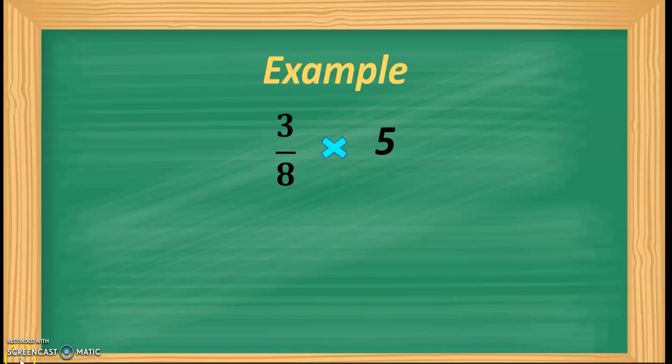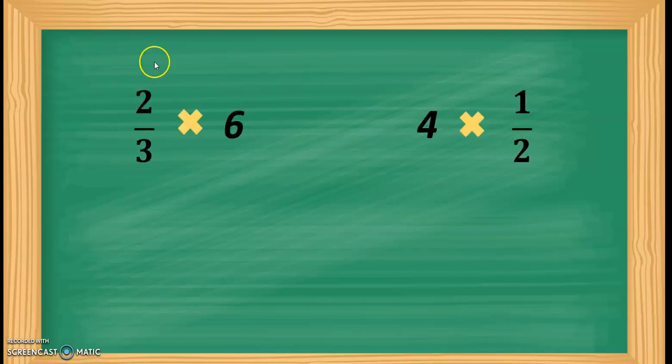Let's try another example. We have 2 over 3 being multiplied by 6. The first thing we're going to do is put the 6 over 1 and then go ahead and multiply. Now when I multiply 2 times 6, I end up with 12. And when I multiply 3 by 1, the denominators, I end up with 3.